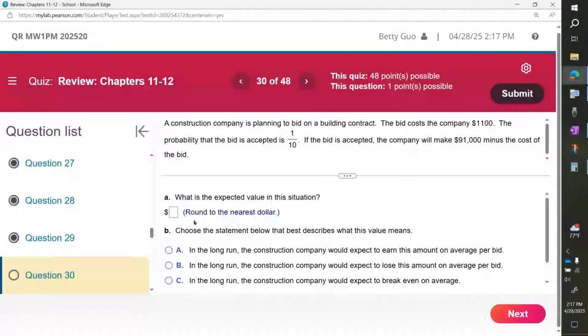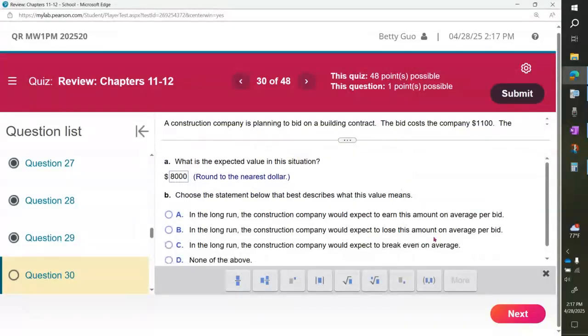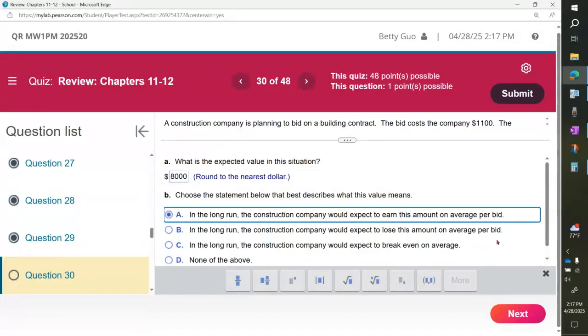The expected value in this situation is 8,000. Positive is good. Choose the statement below that best describes what this value means. It means that in the long run, the construction company would expect to earn this amount on average per bid, because the expected value is positive, right? So it is not a loss. This one, break even, is wrong. So it's 8.